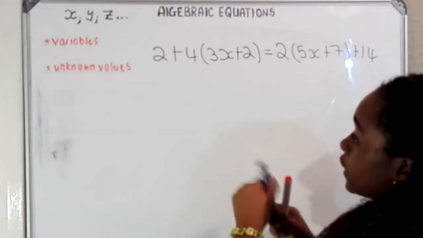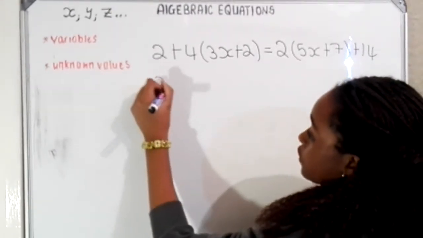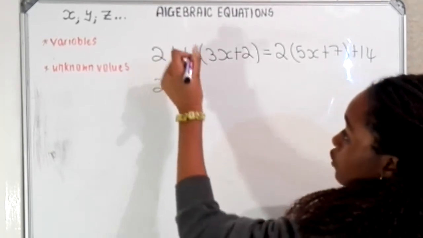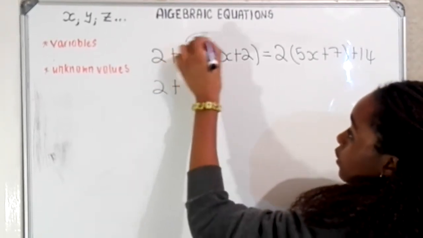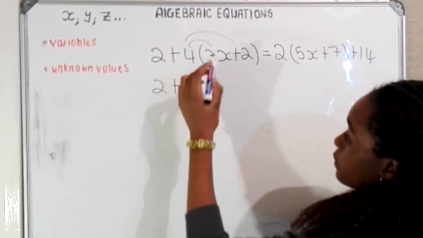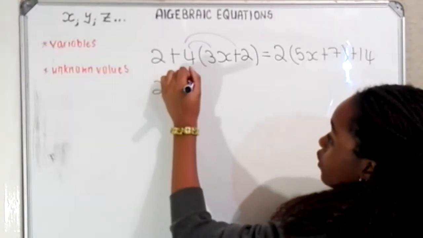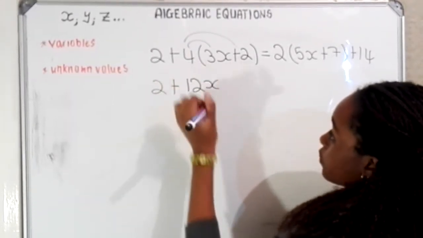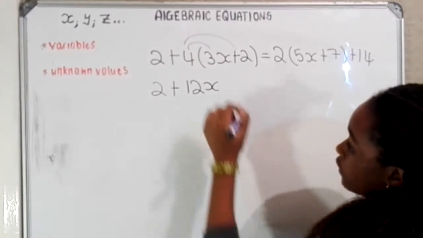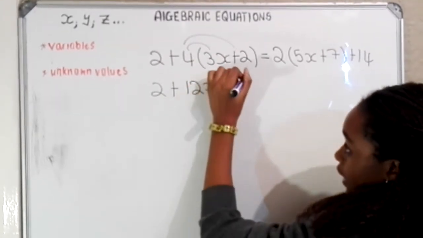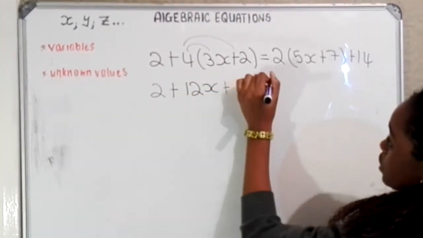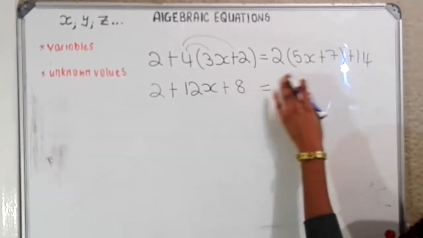So I will leave this 2 for now. I'll bring it down and I'll leave this 2. And I can now distribute this 4 into the brackets, okay? So 4 times 3x is going to give me an answer of 12x, okay? 4 times 2 is going to give me an answer of 8, okay? Which must be equal to this equation.